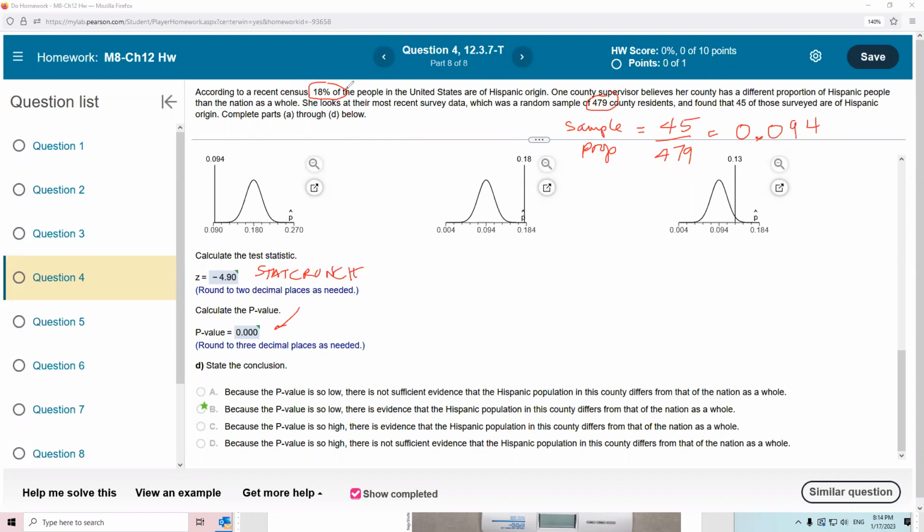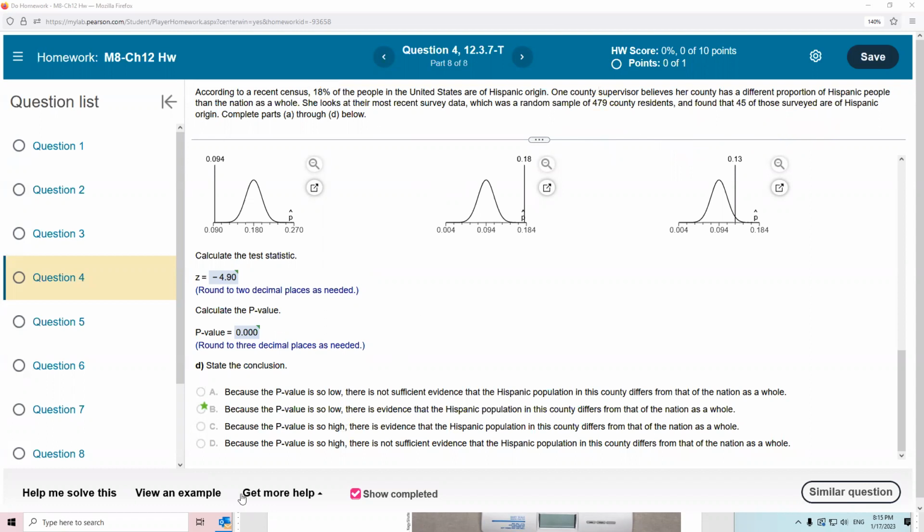So the question is, what's the probability that you observe 9% Hispanic people in this county if you assume that the true population proportion is 18%? Well, it's going to be a low probability, right? It would be very unusual for you to observe only 9% in this county if the true proportion was really 18%. So we're going to expect the p-value to be a pretty small number because it would be very unusual to observe the sample data that we did. For this, I'm going to go to StatCrunch.